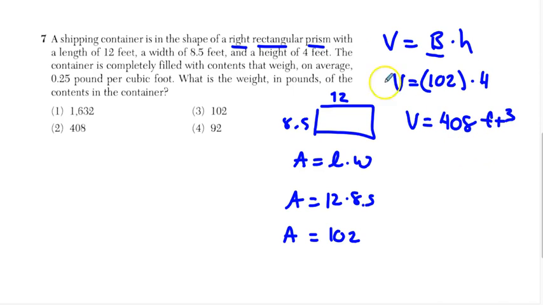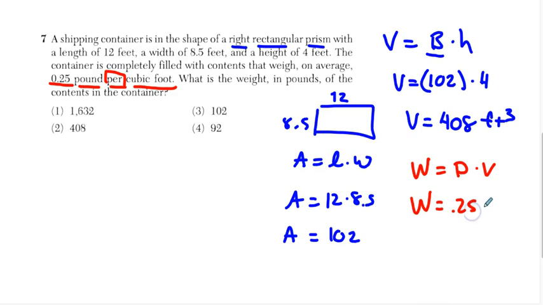Now to find weight, we're going to switch colors here. You might remember this. To find the weight, it's the density times the volume. Weight is just your density times volume. Now the density here is 0.25 pounds per cubic foot. Remember, per is our good indicator. That's a density measurement. So our weight is going to be 0.25 pounds times our volume, which is 408. And we get our weight is equal to 102 pounds. Done and done. And look at that.